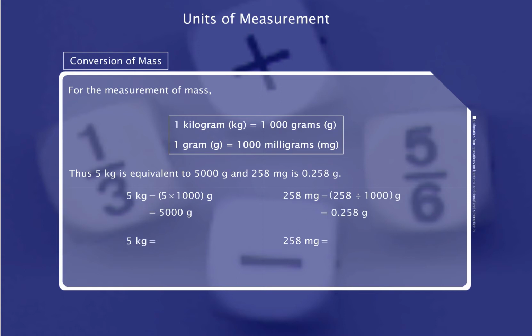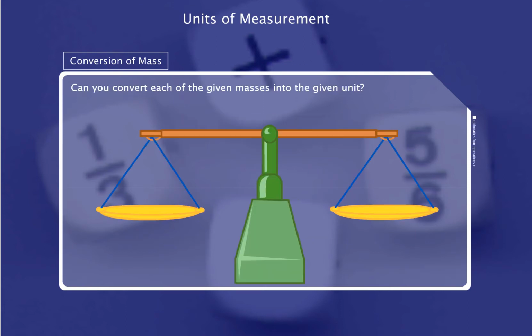This conversion in units can also be made by moving the decimal point. Can you convert each of the given masses into the given unit?